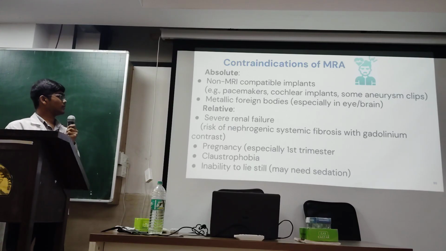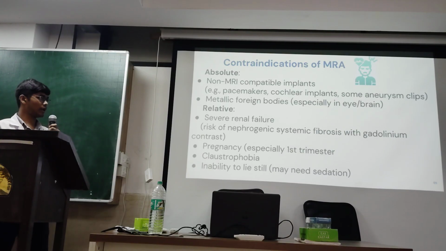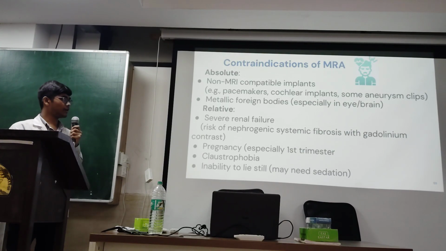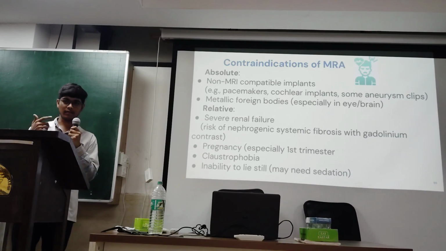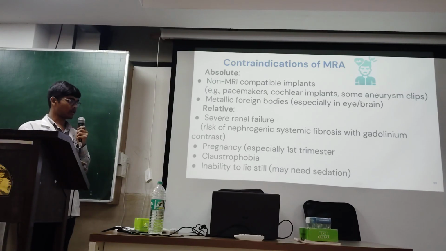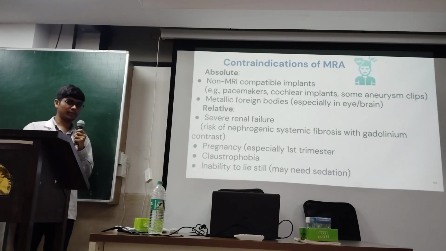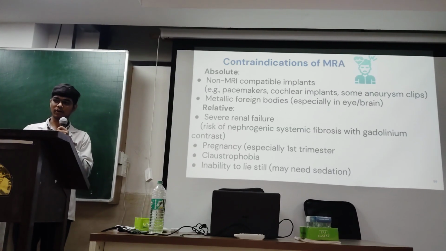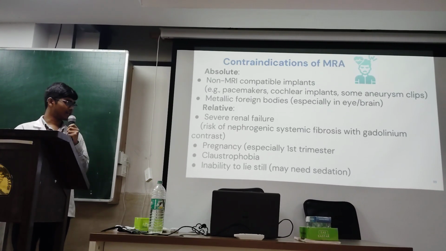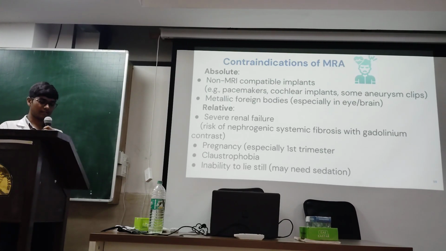Contraindications of MRA. If the person has implants like pacemakers, cochlear implants, and aneurysm clips, or foreign metallic bodies, especially in the eye and brain, MR cannot be done. But with caution in conditions like severe renal failure, pregnancy, especially the first trimester, and claustrophobia, where the patient has fear of small spaces and inability to lie still, even if sedatives are given.